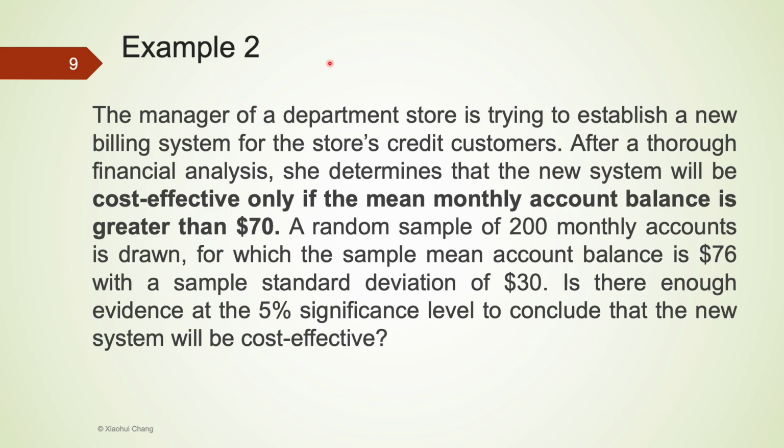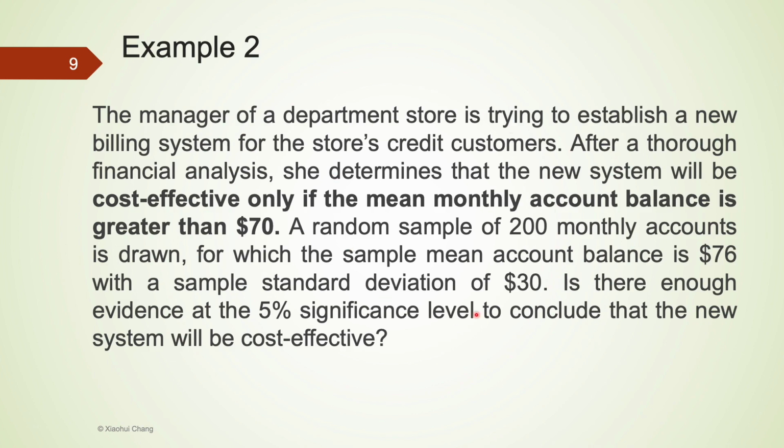Let's move on to the second example. The manager of a department store is trying to establish a new billing system for the store's credit customers. After a thorough financial analysis, she determines that a new system will be cost-effective only if the average monthly account is greater than $70. A random sample of 200 monthly accounts is drawn, for which the sample average account balance is $76, with a sample standard deviation of $30. Is there enough evidence at a 5% significance level to conclude that the new system will be cost-effective?